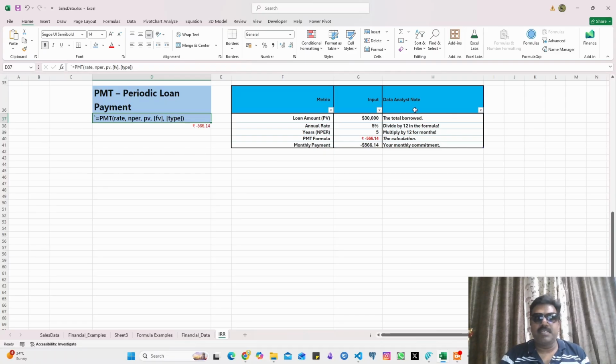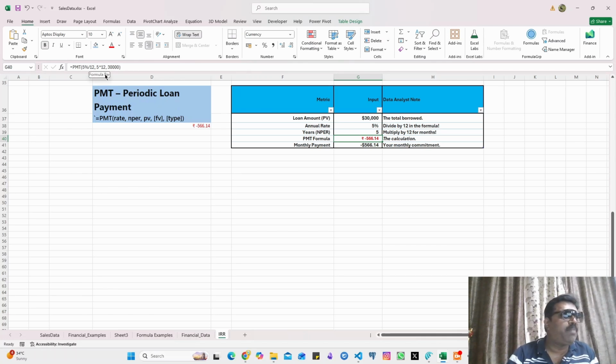If you see in this, the loan amount is $30,000 at the annual rate of 5% divided by 12 in the formula, and the number of years is 5, that is multiplied by 12. So as per the PMT formula, it is 5% divided by 12, comma 5 times 12, comma $30,000. You get the PMT monthly payment to be $566.14. This is your monthly commitment.